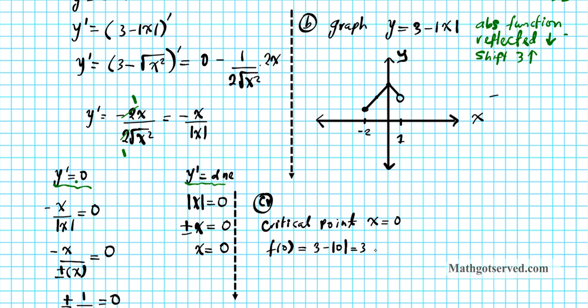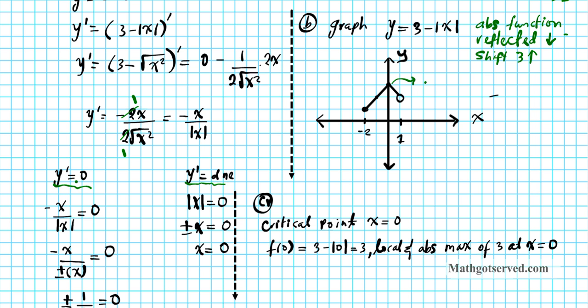So what we have here is a local and absolute max of 3 at x equals 0. You can clearly see that on this graph. Let's go ahead and label that. So this point right here, that's a critical point and is also an extrema.